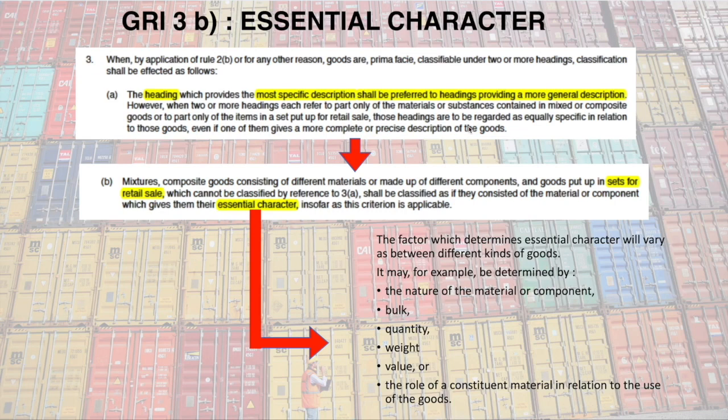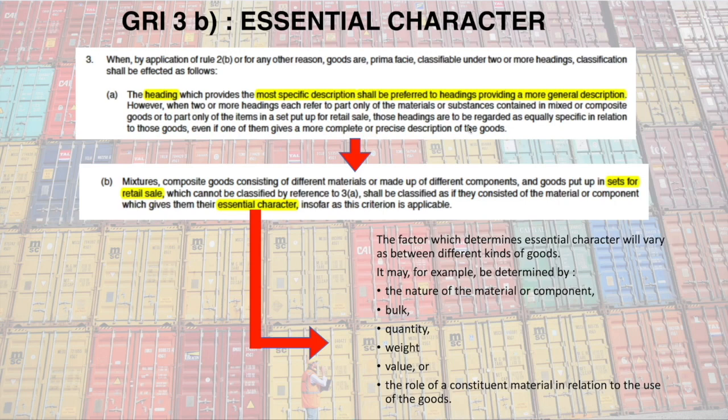And if they must all be considered equally specific, then it is impossible to apply letter A, and therefore priority must be followed, and you have to apply letter B of this rule number 3. So when rule 3A cannot be applied, rule 3B must be applied. And this rule is quite simple to understand, at least. It says that to classify this product, the essential character must be considered.